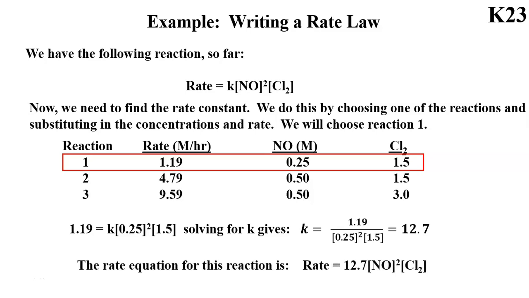So the rate equation for this particular reaction is rate equals 12.7 times the concentration of NO squared times the concentration of Cl2. That means you can pick any concentrations you want of NO and Cl2 and put them into that equation, and it will tell you how fast that reaction would run, what the rate of that reaction would be.